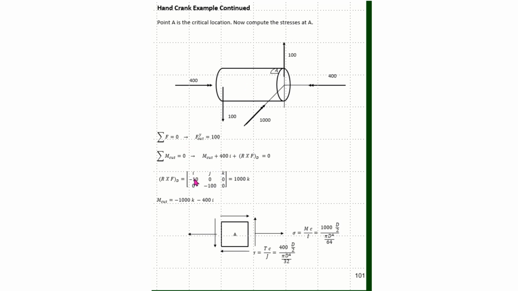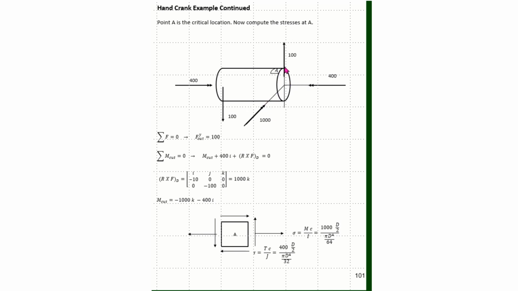So R cross FD is given by IJK minus 10, 0, 0, and then 0, and the only force acting there is a minus 100 and a 0, so I get 1000 K. So the moment at the cut is given by a minus 1000 K and a minus 400 I, and I can draw those on this cut edge.